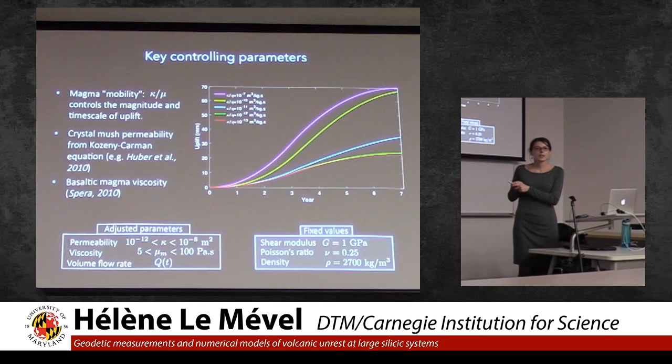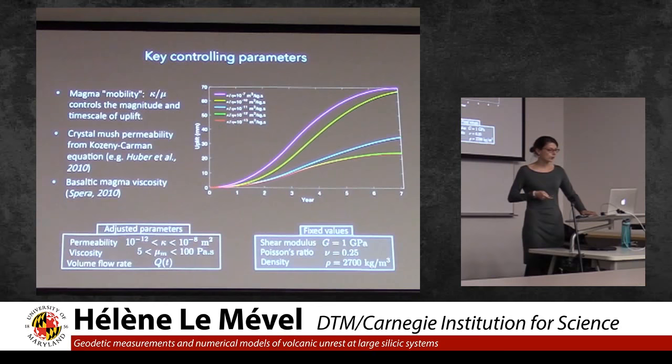In the study, I adjusted these three parameters, the permeability of the mush, the viscosity of the fluid, and the volume flow rate at the base, to recreate this history of surface deformation. I varied these within ranges found in the literature. Permeability of the mush is varied between 10^-8 and 10^-12 square meters. The magma viscosity, assuming basaltic magma, depending on the temperature, could vary between 5 and 100 pascal seconds. The volume flow rate is adjusted to fit the time series. The crustal parameters, shear modulus, Poisson's ratio, and density, are kept constant.